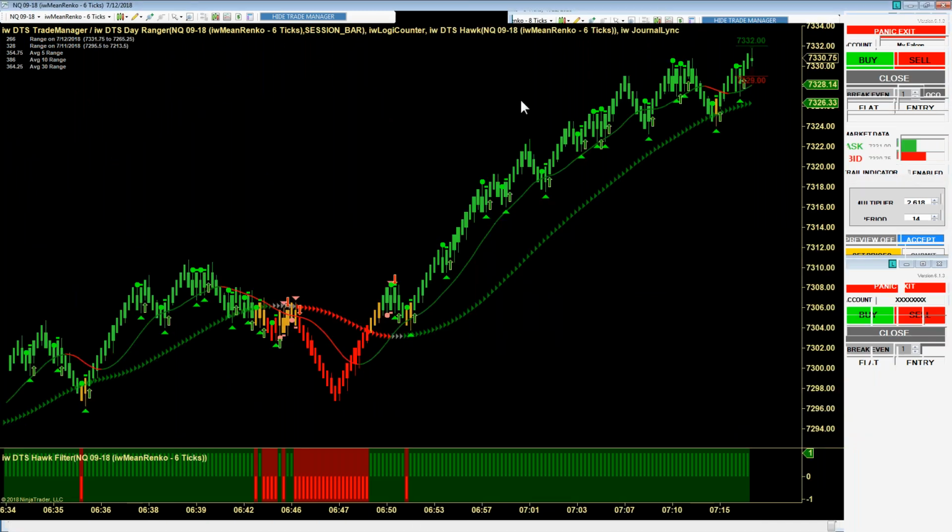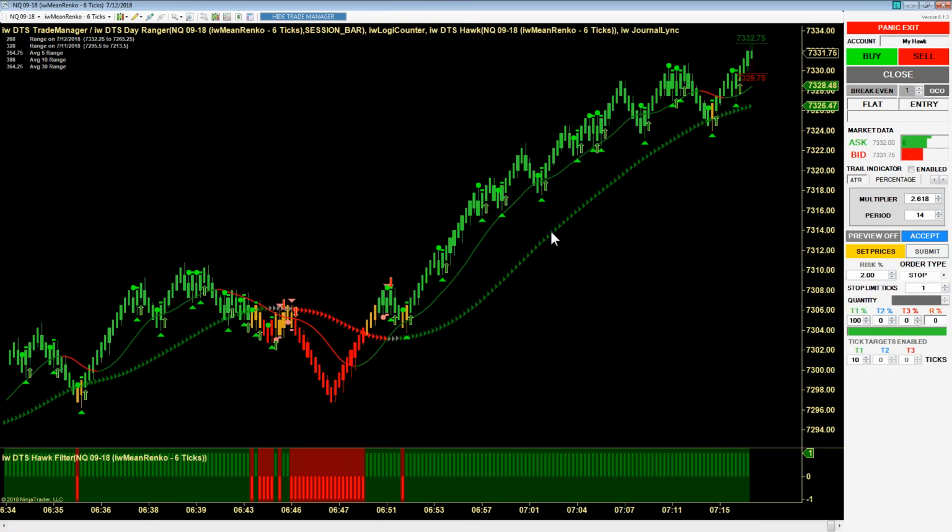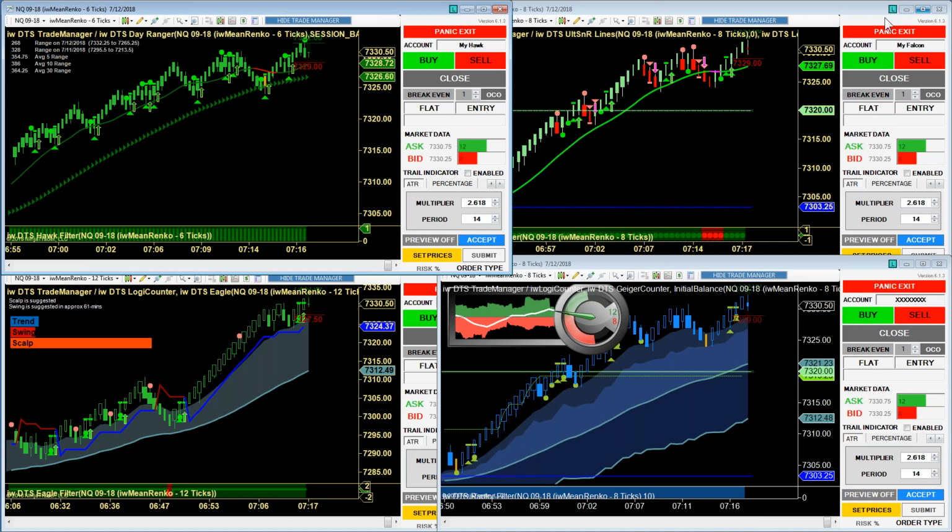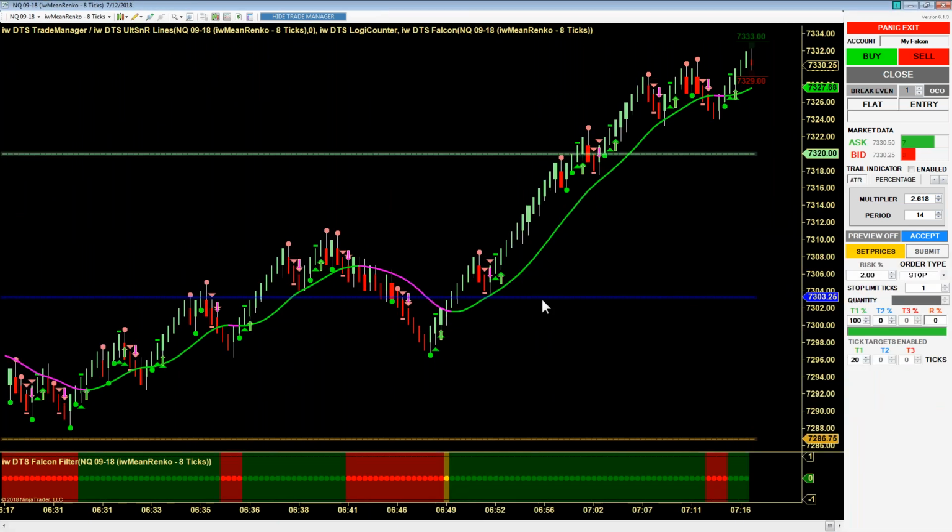Like, I think it was yesterday or maybe the other week before we took the break, the market condition was such that we had a lot of back and forth going on. And yet the Hawk scalper clearly still showed some buying opportunities because, hey, that's what the Hawk scalper does, right? Finds you a short-term opportunity. I know the Falcon owners will swear by the Falcon. It's a very powerful trading tool.